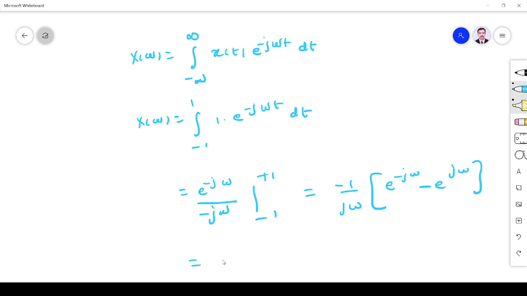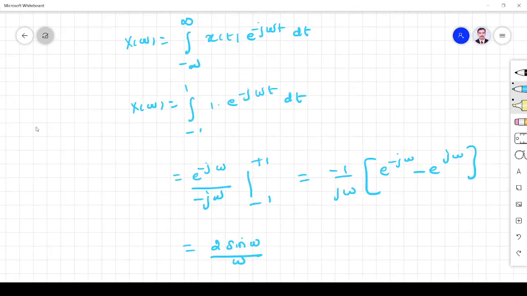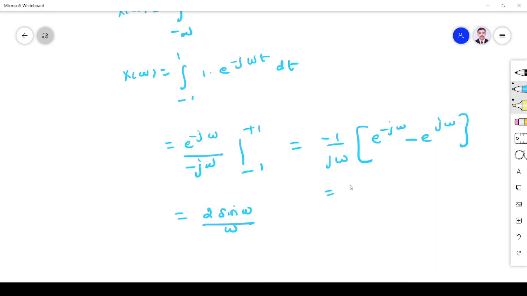If you simplify, what you get is 2 sine omega by omega. Take this minus outside, so 1 by j omega times e to the power j omega minus e to the power minus j omega, equal to 2 sine omega by omega. So this is x of omega.